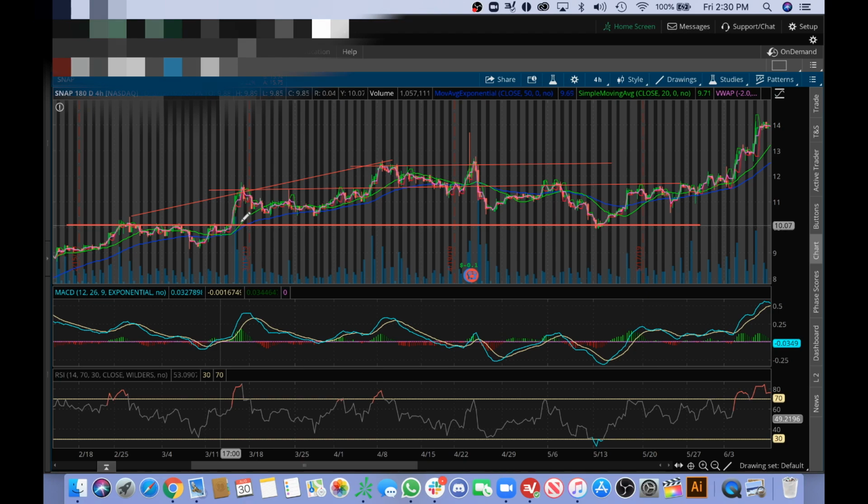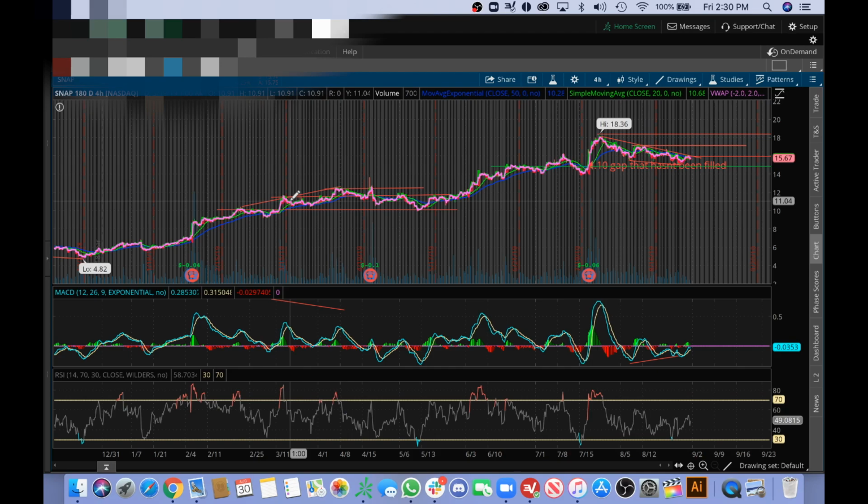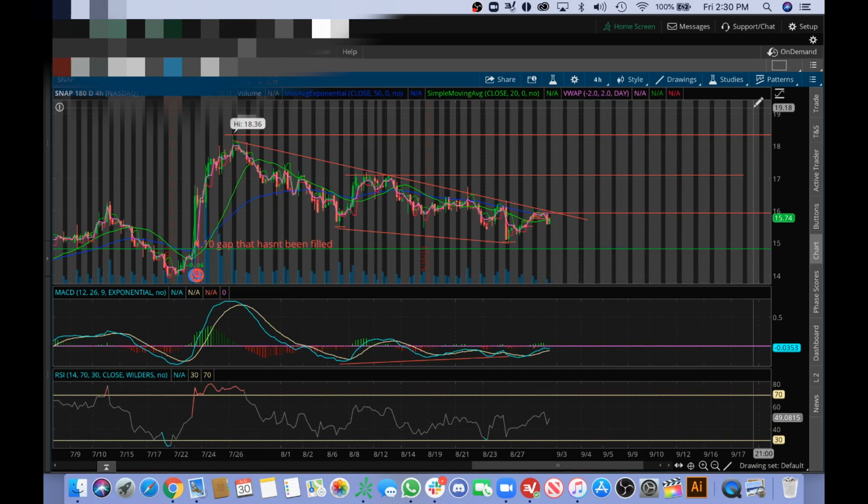Once you identify previous resistance and support levels, and you use simple moving averages or exponential moving averages, you can easily identify where a stock is going to go in the future. Obviously, a lot of variables go into stock prices, but basically that's what my plan is to trade Snapchat, and we'll see what happens.